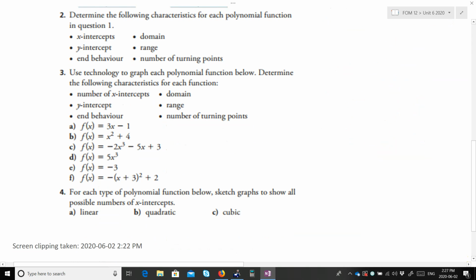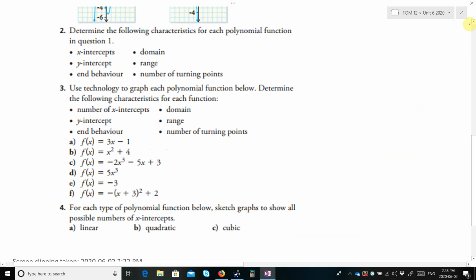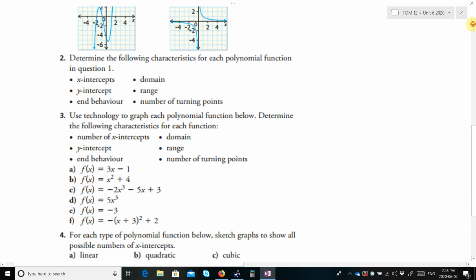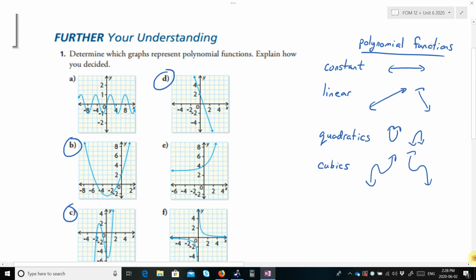Okay, number 2, determine the following characteristics for each polynomial function in question 1. Okay, and it wants us to figure out the x-intercepts, the y-intercept, the end behavior, the domain, the range, and the number of turning points.